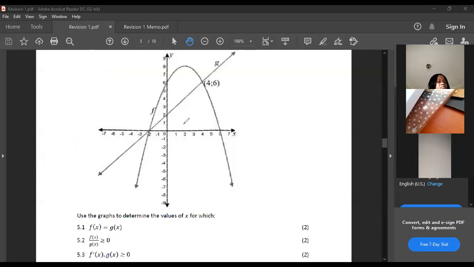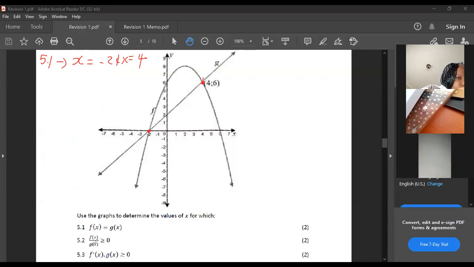Okay. Right. Use the graph to determine the values of x for which f is equal to g. That means where they're equal, where they intercept. So 5.1, where f is equal to g, that means where x is equal to -2 and x is equal to 4. The graphs are equal here.